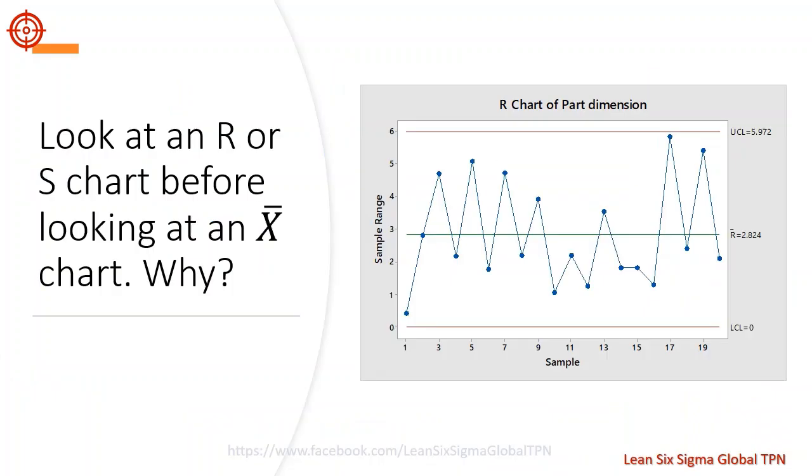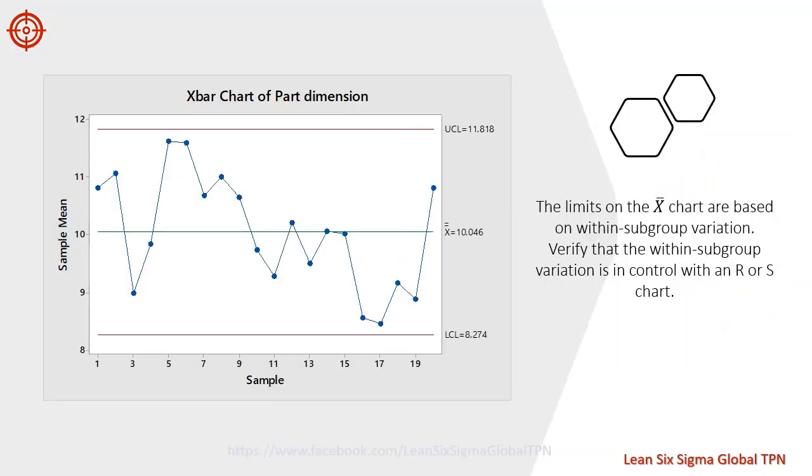Notice that we look at the R and S charts before considering the X bar chart. There is a reason for this. The X bar chart's upper and lower control limits are calculated using an estimate of within subgroup variation. For our control limits to be valid, it's important that the variation within our subgroup be stable. That's what the R and S charts do for us. They allow us to determine if within subgroup variation is in control.